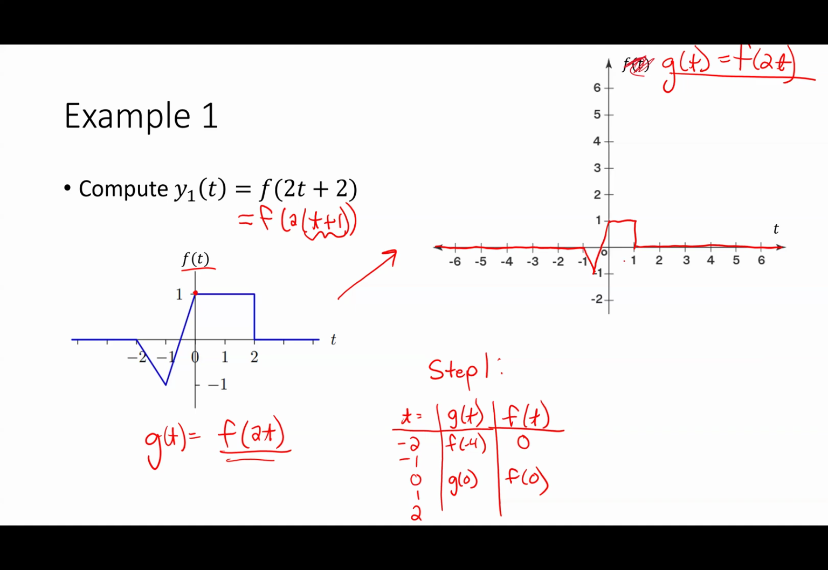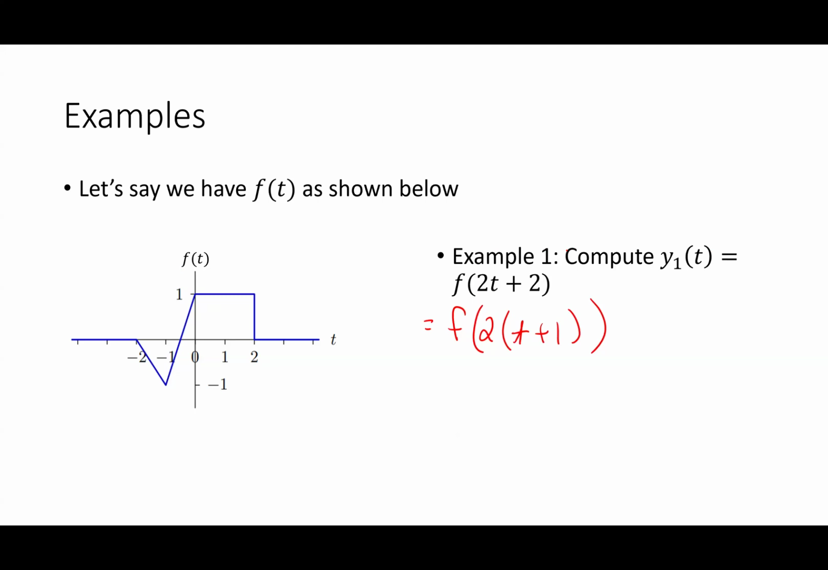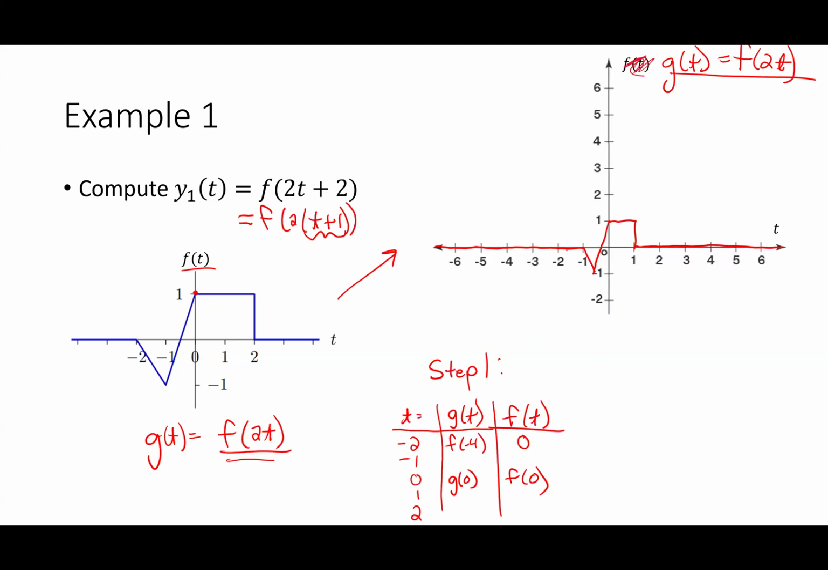This guy here has been compacted by a factor of 2. So what we said is the first thing we do is apply the scaling. The second thing I do is apply the shift. All right, so what's the shift that I apply? I've done the first step. I've done the scaling. According to this, what's the shift that I now apply? So I move it to the left by 1, right?